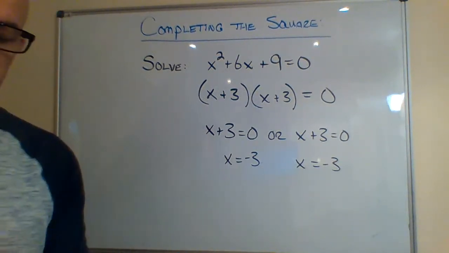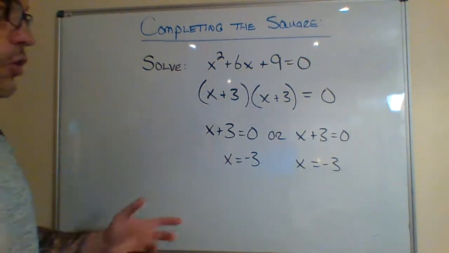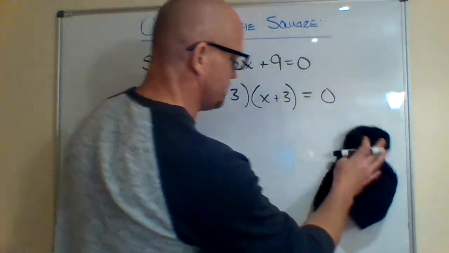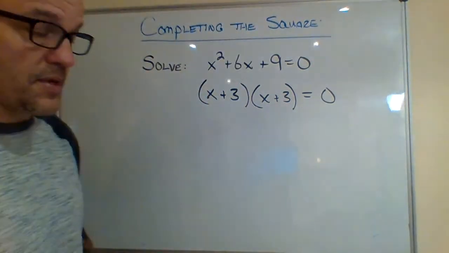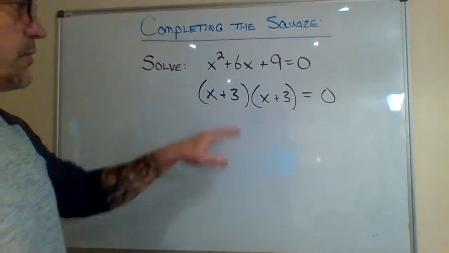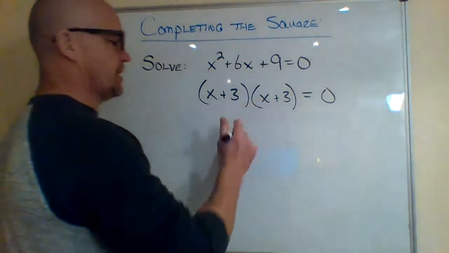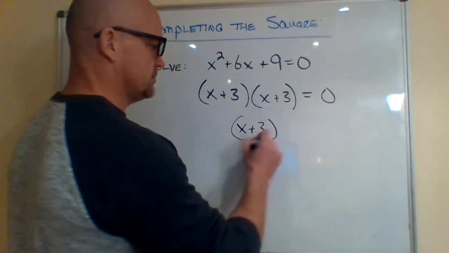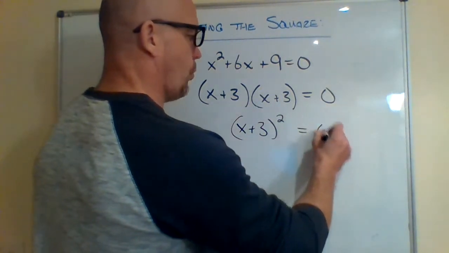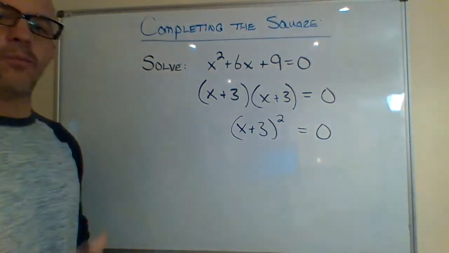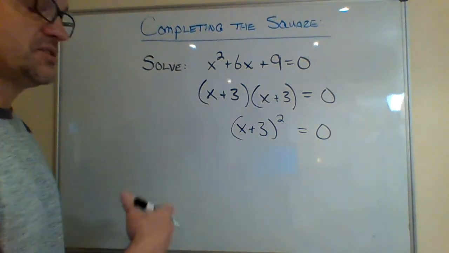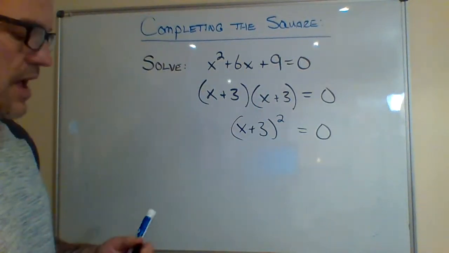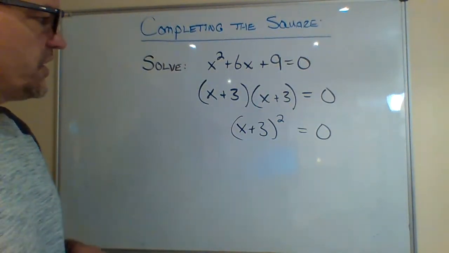So I'm going to show you an alternative way to solve this rather than factoring it that way. So I'm going to get rid of this. We're not going to use the ZPP here. What we're going to do is recognize, hey, x plus 3 times x plus 3, that's the same thing as x plus 3 squared. And what that allows us to do is to go back and solve this using the roots that we did before.